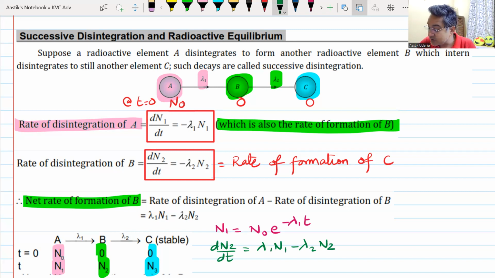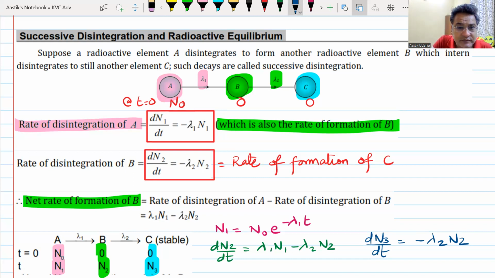And to write the equation of the third one, the rate of formation of N3, dN3 by dt, will be equal to minus lambda 2 into N2. Do we understand this? Yes or no, everyone? I'll give you 2 minutes to note this down.